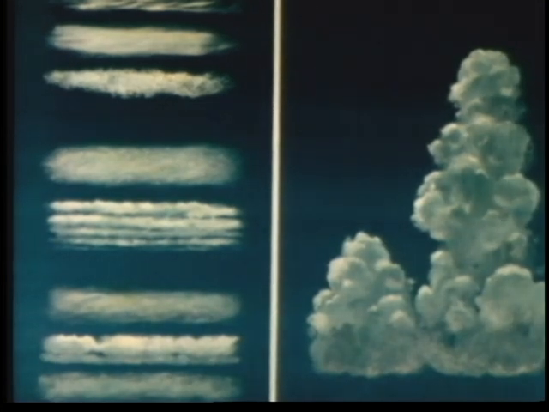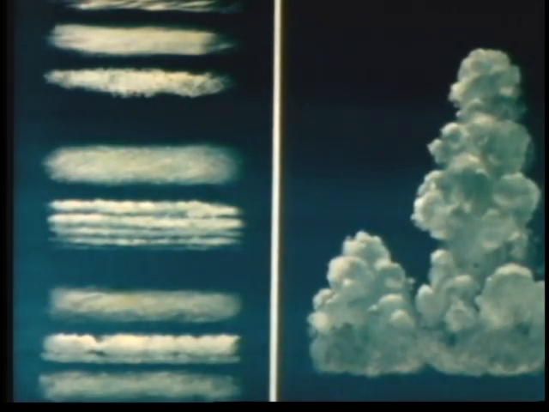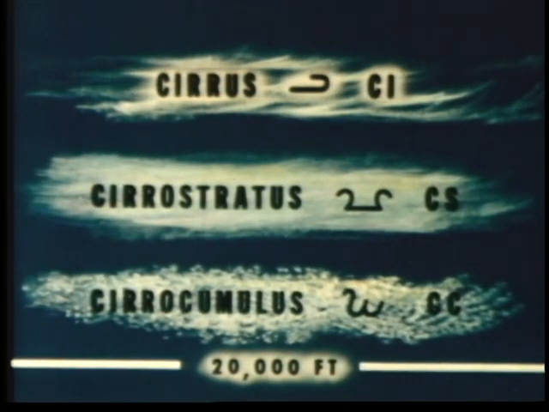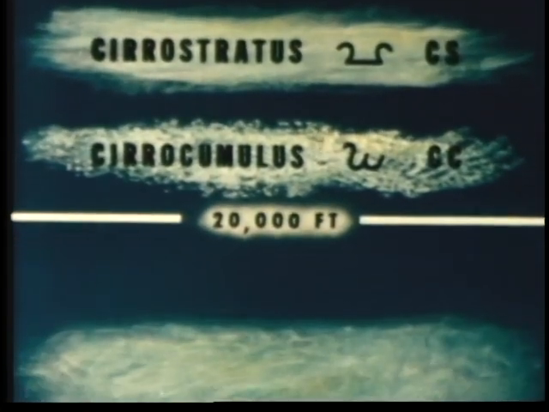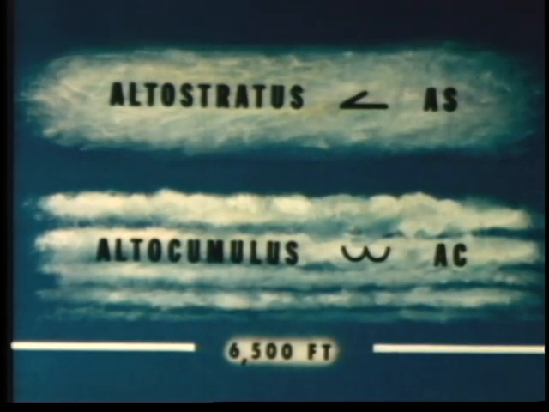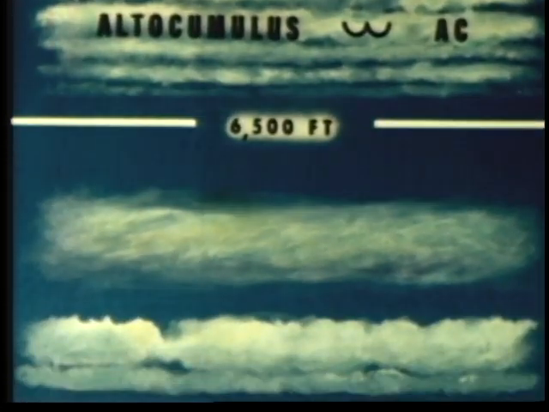Meteorologists all over the world recognize 10 basic clouds of distinct shapes, shades, and altitudes. This film will identify these 10 clouds with their symbols, show their altitudes, show how, when, and where they develop, describe their principal characteristics, and discuss their flight hazards, if any.